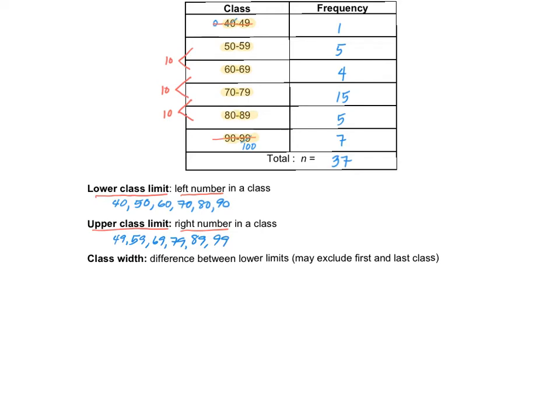So the class width is going to be the difference between the lower limits. And it says you may exclude the first and the last class. Like I said, the first and the last may be skewed a little bit off, but the remaining classes should always be the same distance apart. So what you're doing is subtracting the lower limits. The 50 and the 60, when you do the subtraction, it's 10. The difference between the 60 and the 70 is 10. The difference between the 70 and 80 is 10. In our case, our class width is going to be 10.